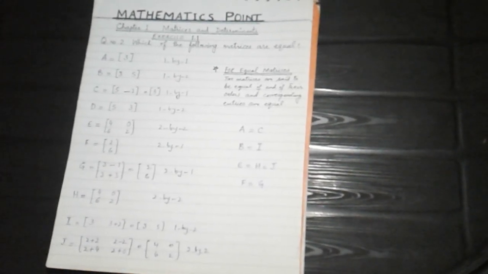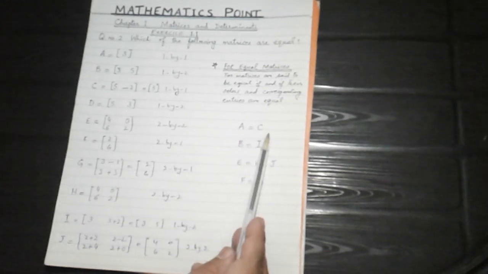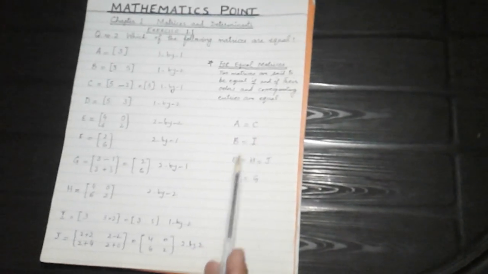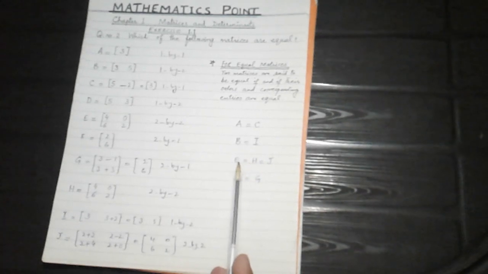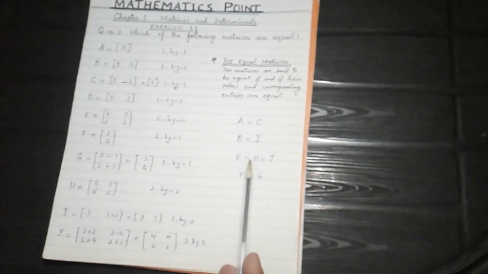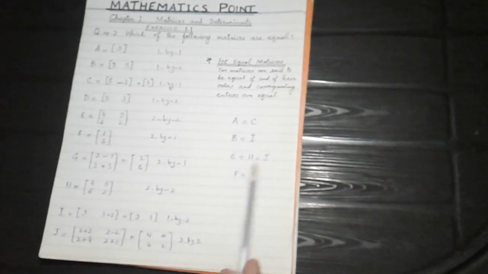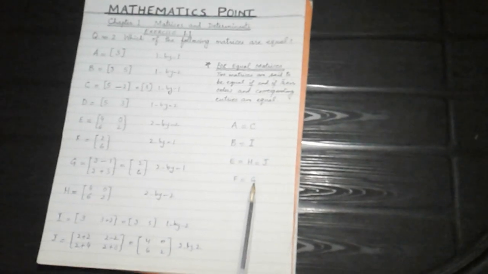Students, I hope that you have understood this question, and in this question we have to find out the equal matrices. In these following matrices, matrix A is equal to C, matrix B is equal to I, matrix E is equal to H, matrix E is equal to J, and matrix H is equal to J, and matrix F is equal to G.